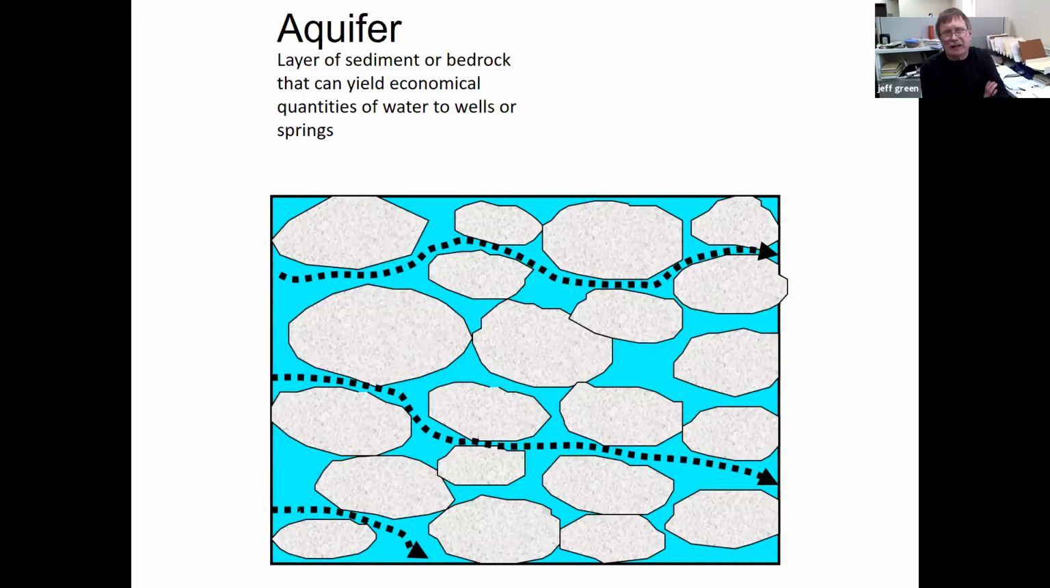And we like to talk about aquifers. I've talked to a lot of people over the years who think that there's a specific definition of what makes an aquifer. If you look at this definition, it's just a layer of sediment or bedrock that can yield economical quantities of water to wells or springs. And that "economical quantities," that's really open to interpretation.